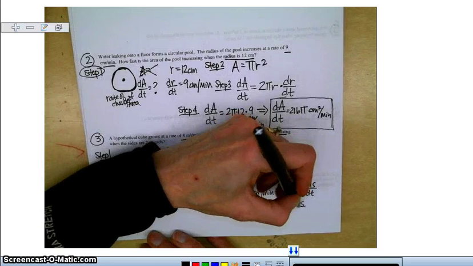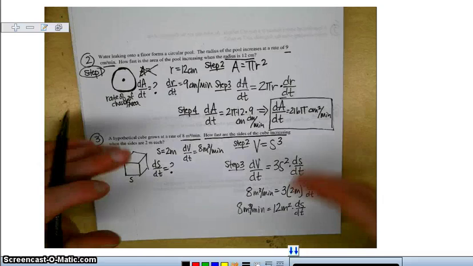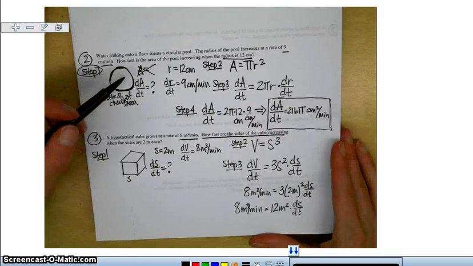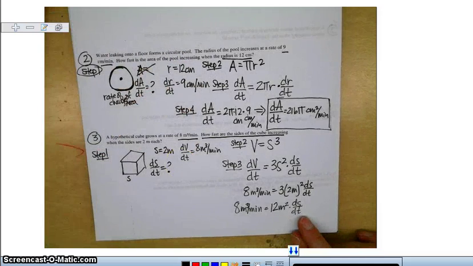Times ds over dt. Now you don't have to write the labels as you're working. You don't have to write the labels in like I'm doing right now. In fact, the next problem I won't do it. But I want you to realize that you can figure out the label in the final answer by using dimensional analysis. So now, how am I going to get ds over dt by itself?